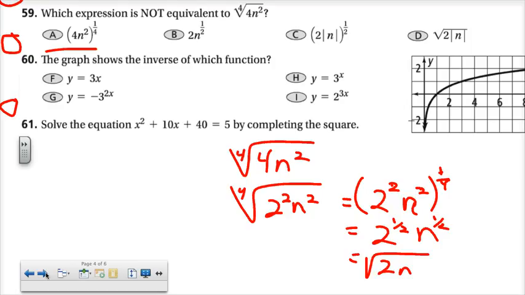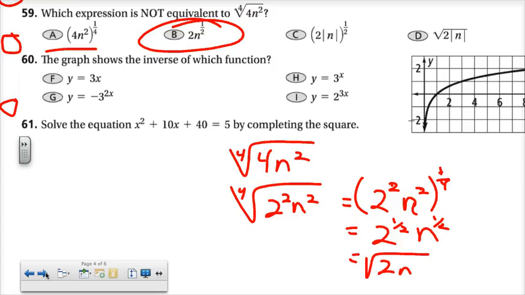Now I go to B, and I see, wait a minute, 2 is supposed to be to the 1/2 power. If they don't put parentheses around that, that's wrong, because powers only go to the closest thing immediately to their left. So this is out, but whenever it's multiple choice, you want to keep going.